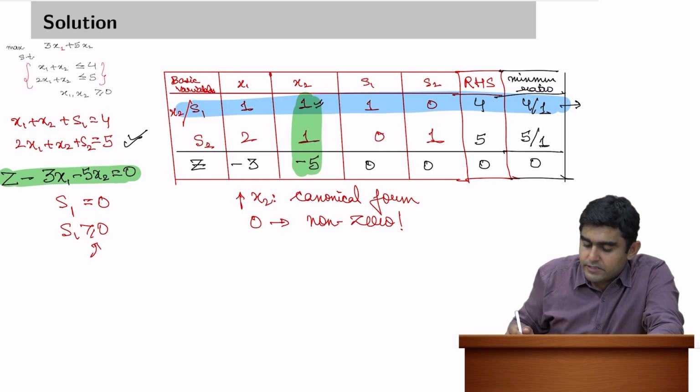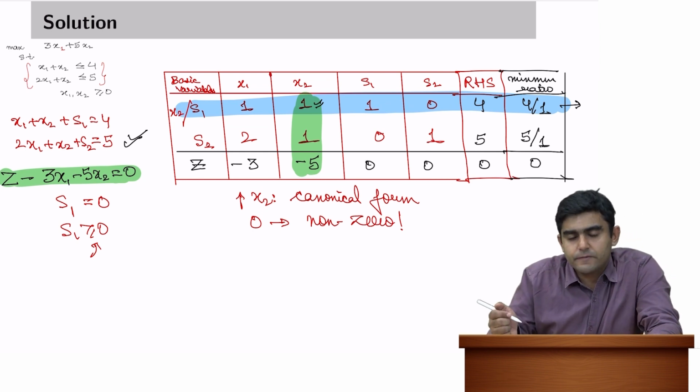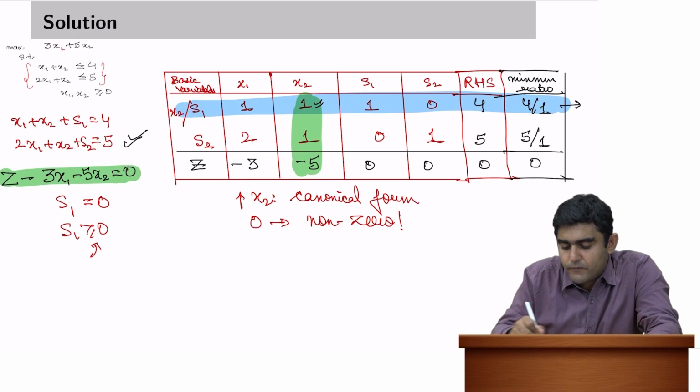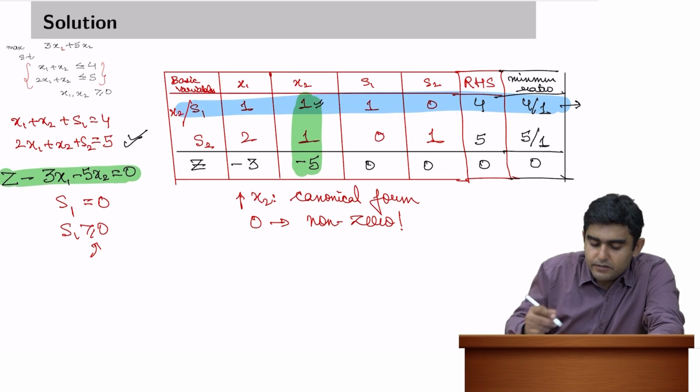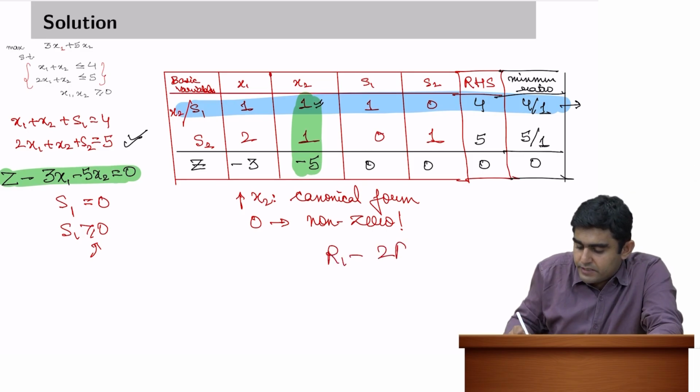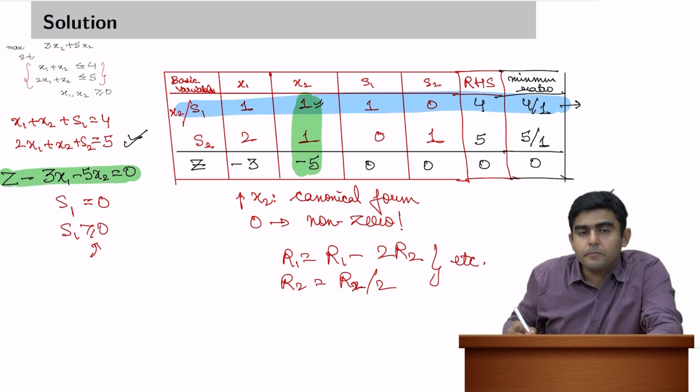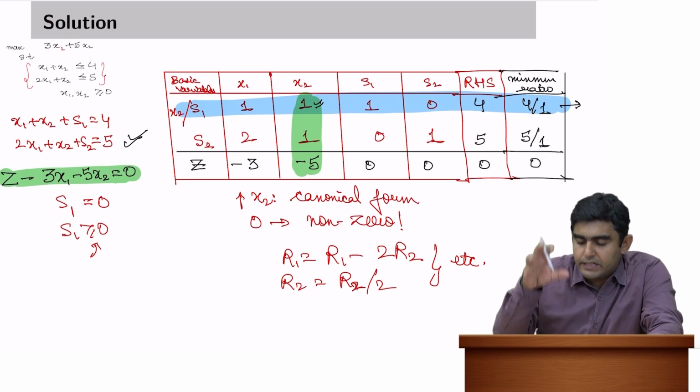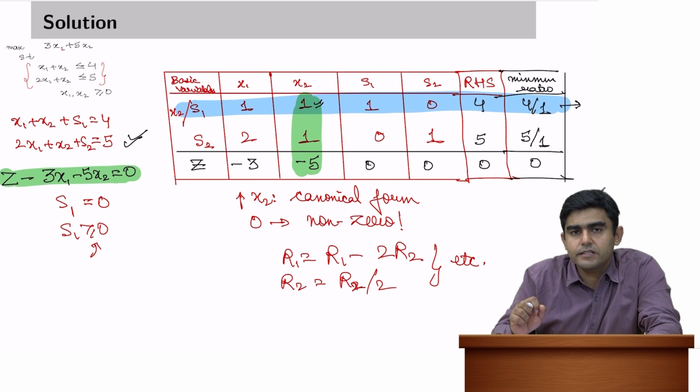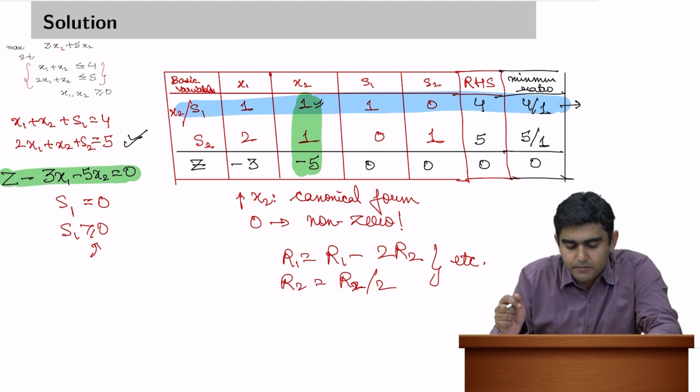So what we essentially do is apply a series of row transformations and change the values of all the coefficients, while ensuring that basic row transformation operations such as R1 becomes R1 minus 2R2 or R2 becomes R2 divided by 2, etc. These are just examples, are maintained while ensuring that the integrity of the original equations sustains and canonical form starts appearing.